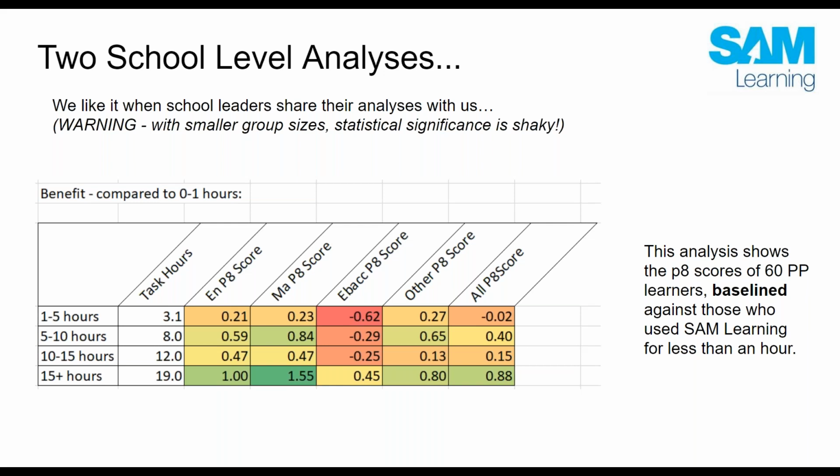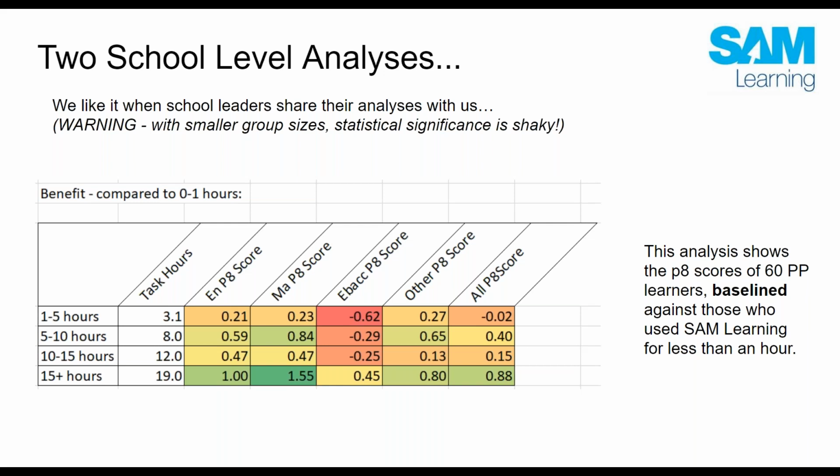This school, after last year's GCSE results, looked at the Progress 8 scores of their pupils. They did all pupils and they did pupil premium. I'm just focusing on pupil premiums here. They took the average Progress 8 score of the pupils who had done less than 1 hour's worth of SAM learning across the year, and they used that as a baseline and then calculated from there the benefits of using SAM learning for different amounts.